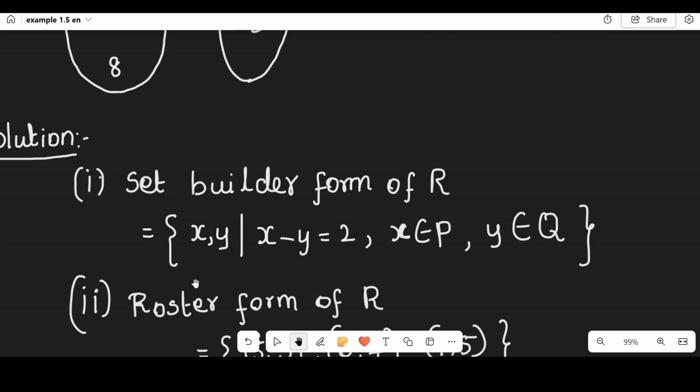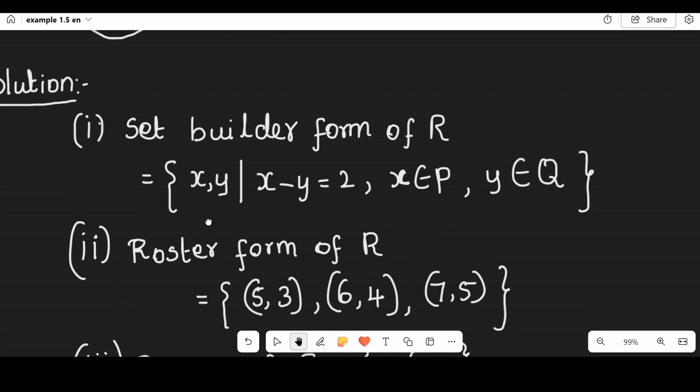You have to start with the set, and include the representation of the elements, x comma y, and the relation x minus y equal to 2, which is the same for all. And x belongs to what, y belongs to what, we need to include all these things inside this set. That is the format for deriving the particular rule or condition. This is all about the set builder method.